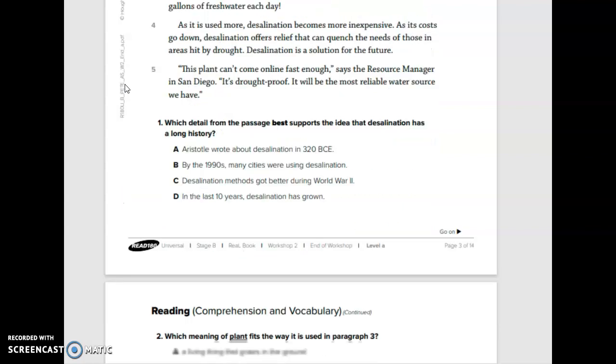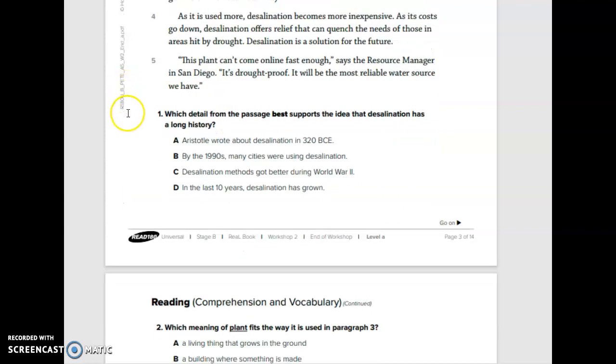Number 1, which detail from the passage best supports the idea that desalination has a long history? A, Aristotle wrote about desalination in 320 BCE. B, by the 1900s, many cities were using desalination. C, desalination methods got better during World War II. D, in the last 10 years, desalination has grown.